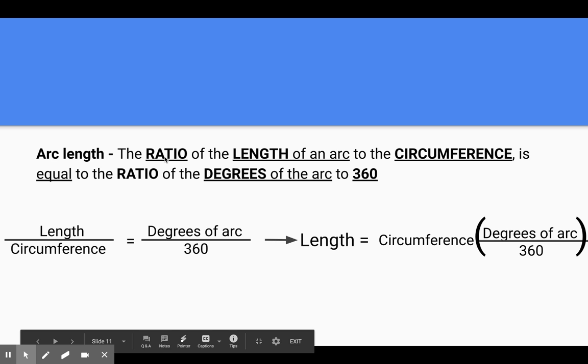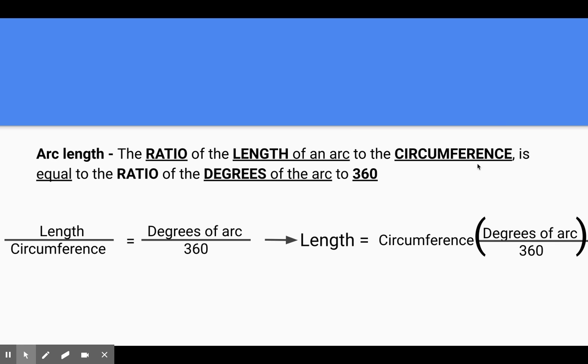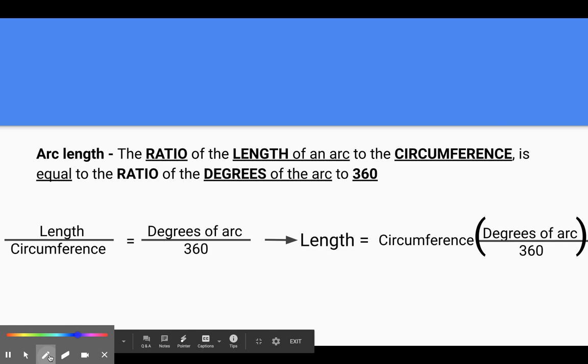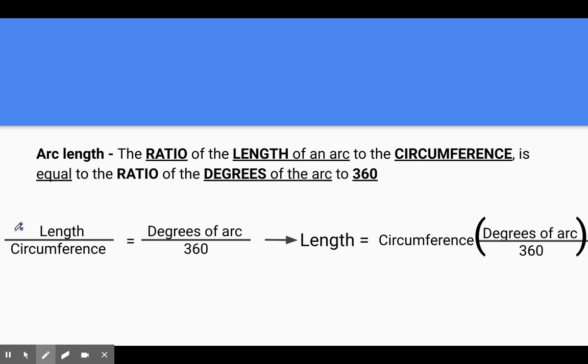Okay, so arc length: the ratio of the length of an arc to the circumference is equal to the ratio of the degrees of the arc to 360, right? So that means the length of the arc divided by the circumference of the entire circle has to be equal to the ratio of the degrees of the arc divided by 360. And if we're looking for length, if we think about this algebraically again, you multiply both sides by the circumference, which ends up being this equation over here. So length is equal to circumference times the degrees of the arc divided by 360.